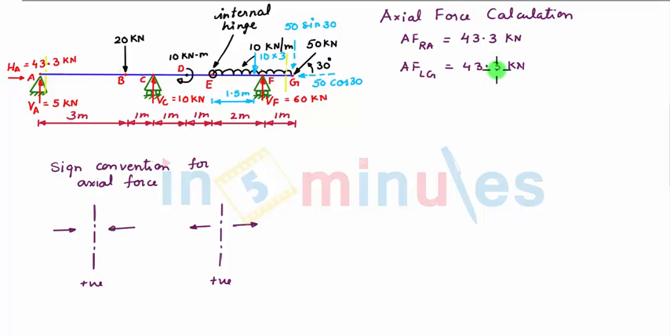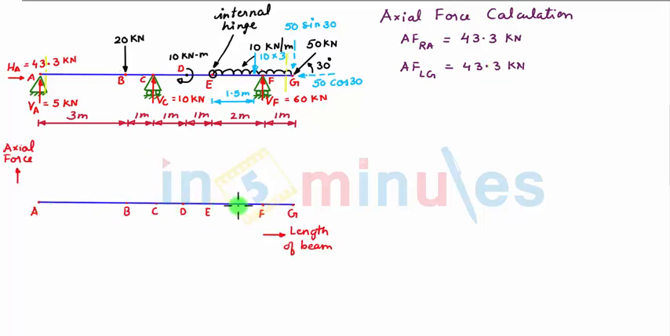Let us plot the axial force variation diagram. So we show the zero line of our axial force diagram. On the y-axis we have axial force, and on the x-axis we have the length of beam, and we have plotted all the salient points of this beam on this zero line. Now positive axial force will be above this zero line and negative axial force will be below this zero line.